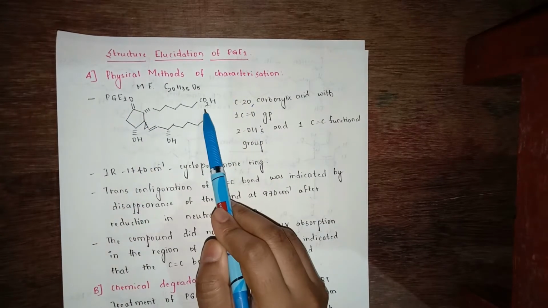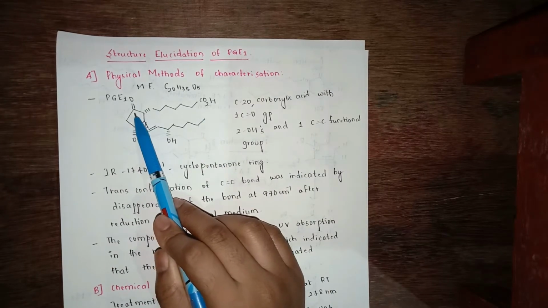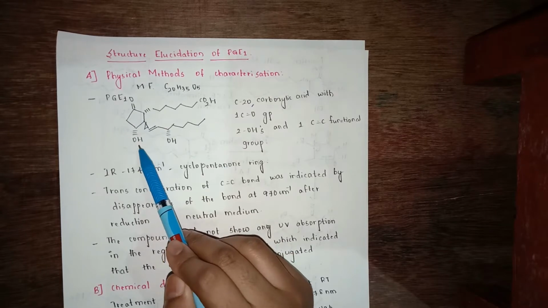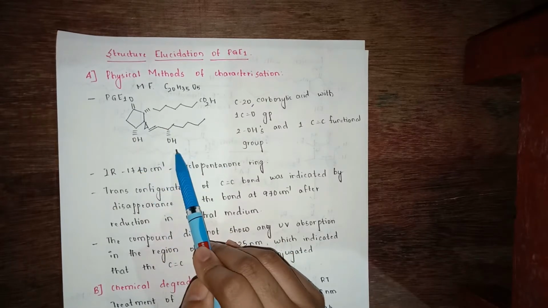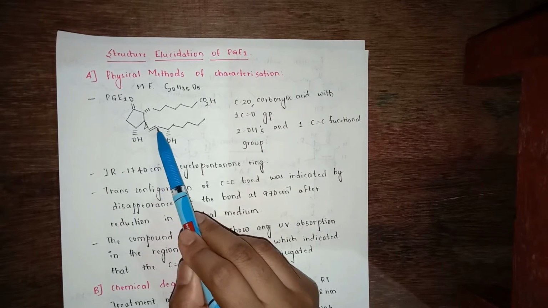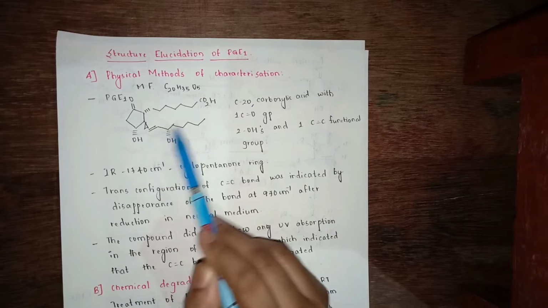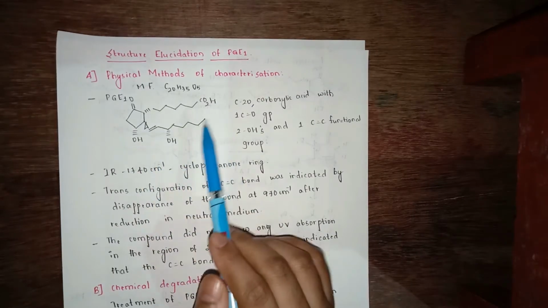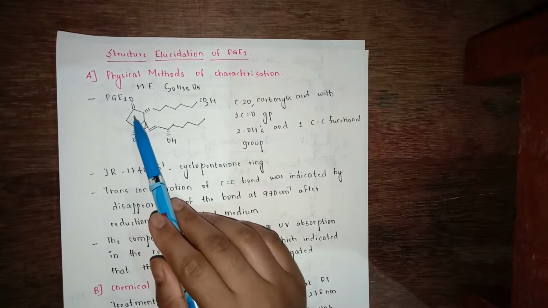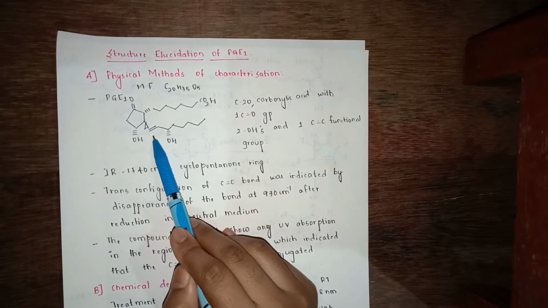At position number 1, there is a carboxylic group. Position number 9, there is a carbonyl carbon. Position number 11 and 15 have an OH group. Between position number 13 and 14, there is one C double bond C. So in this structure, the functionalities are 2 OH, 1 carbonyl group, 1 carboxyl group and 1 C double bond C.